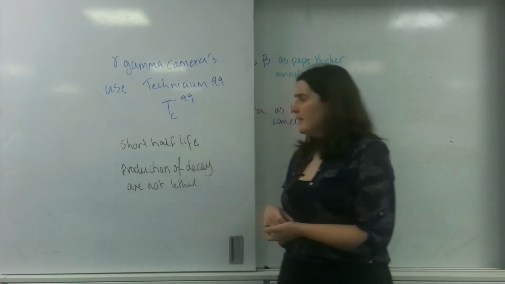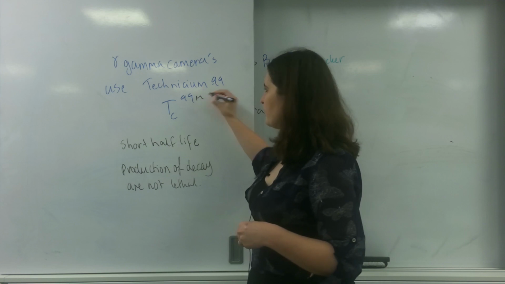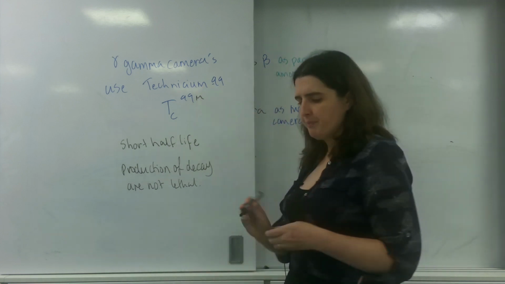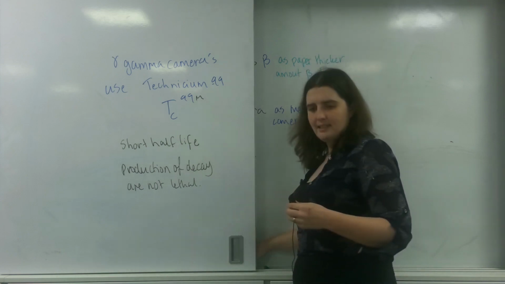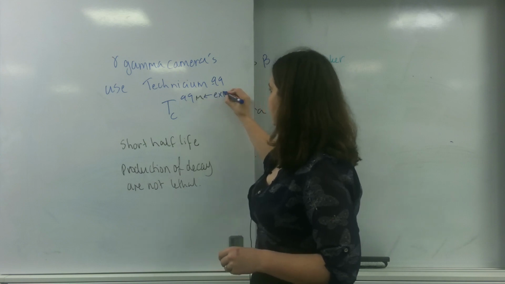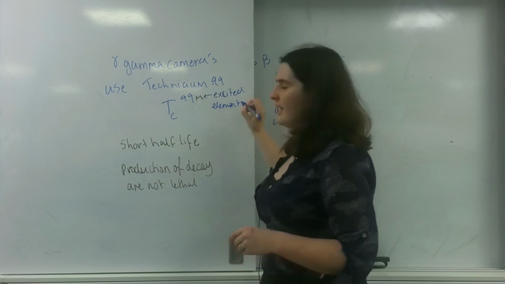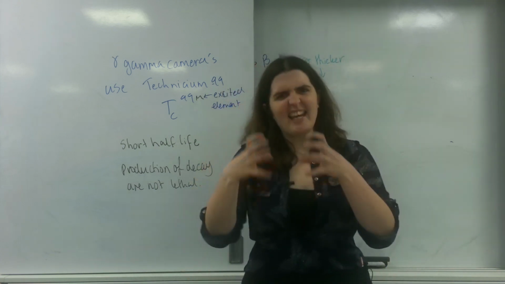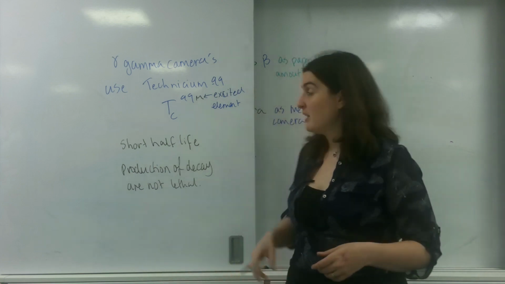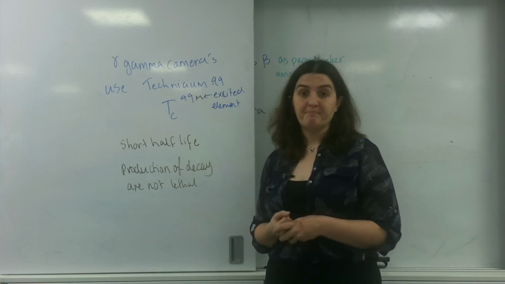Now you may sometimes see technetium with an M next to it. That means we've excited that technetium. We have excited it to make it decay. So this M is an excited element. It's almost like shaking it up, giving it some extra energy so it will decay. So you might see 99M, and this means it's in an excited state of technetium.